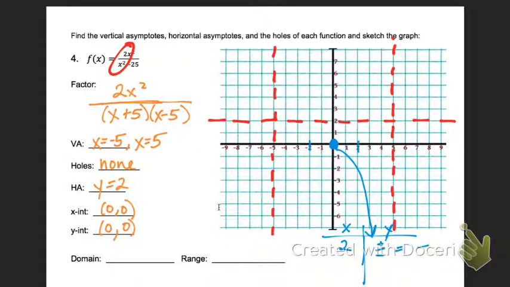Other way. When I plug in -2, do I get positive or negative on the top? Positive on top. On the bottom, negative. So the whole thing is negative, so it's going down.